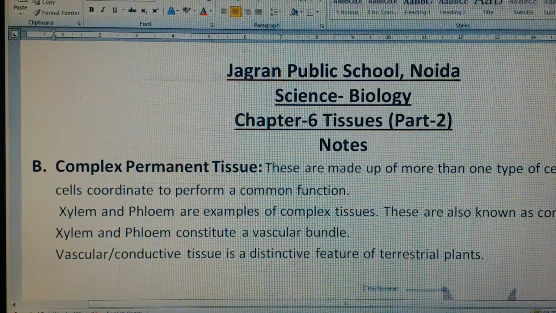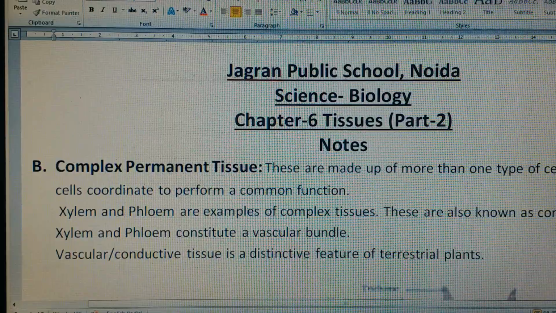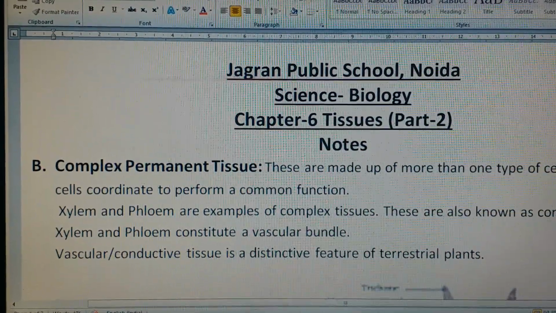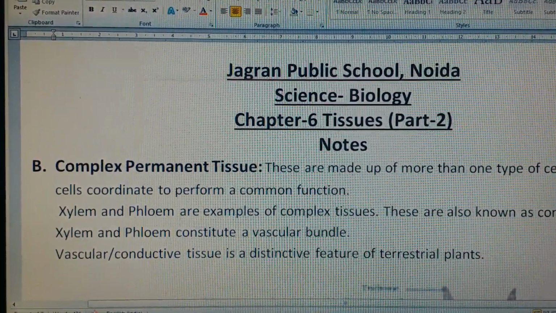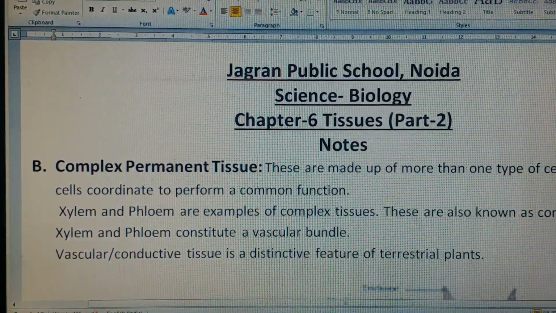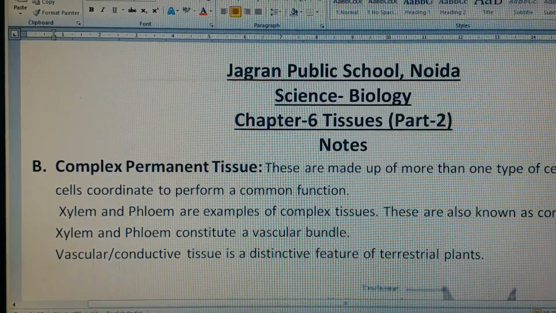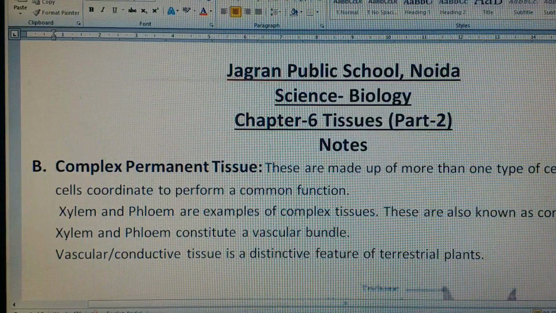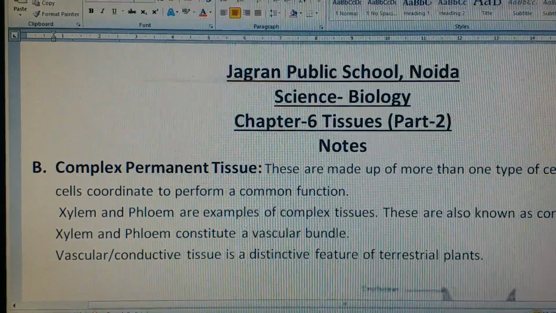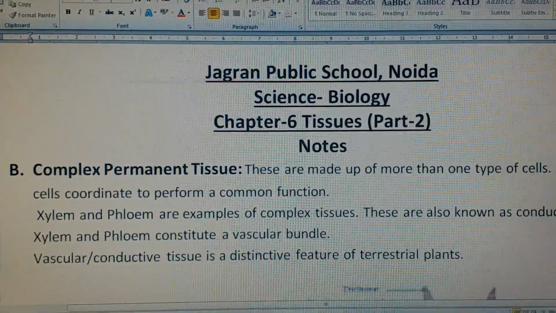So in the last class we discussed various plant tissues, and today we will discuss one of the major plant tissues, that is complex permanent tissue.